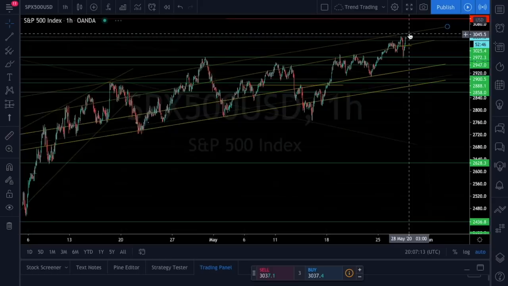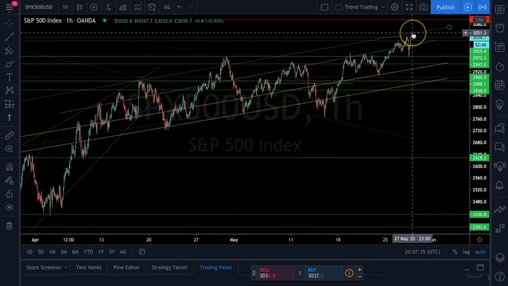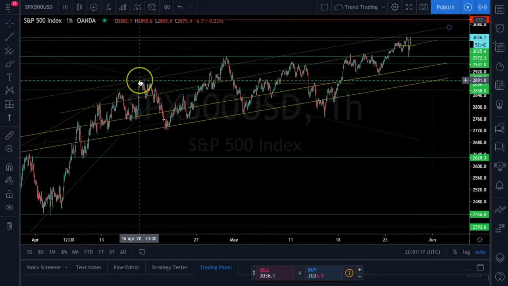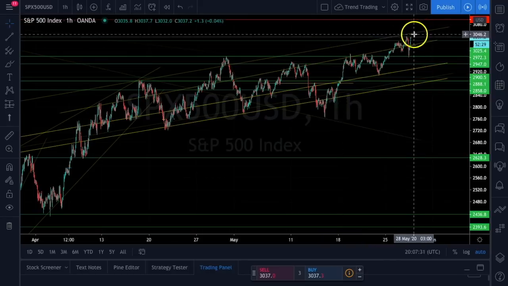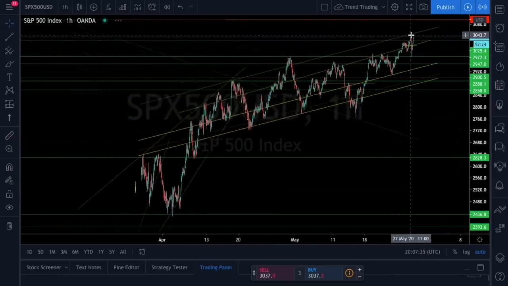Now, it is quite possible that we're able to break above that trend line resistance. You could see it over here. It was resistance back on the 17th of April. Then you could see over here, after breaking above right around the 30th of April, that trend line was then support. Here we are right now. This comes into play tonight.